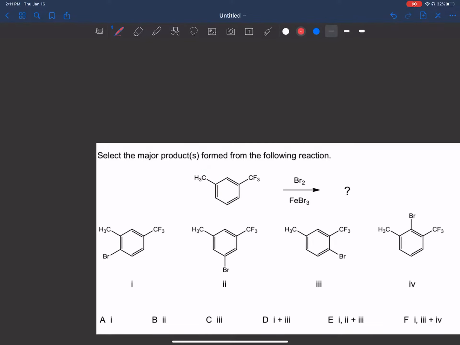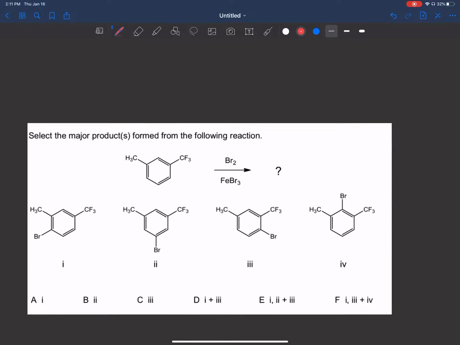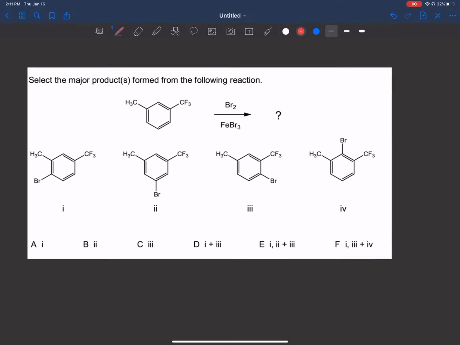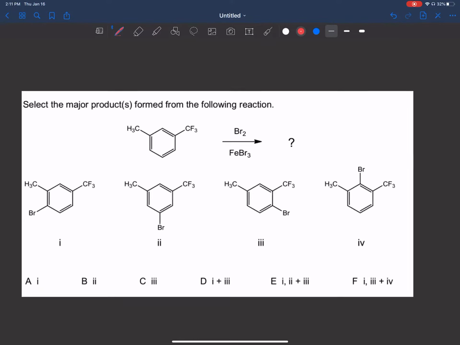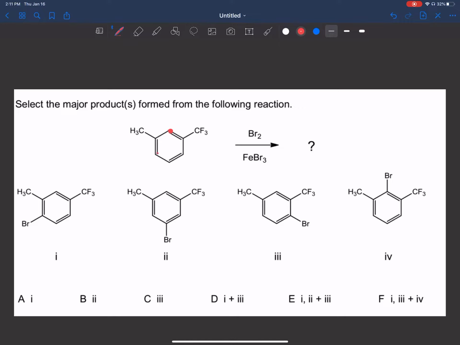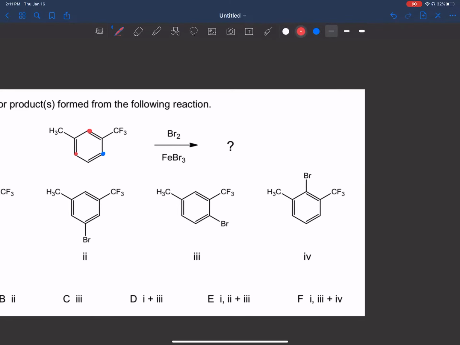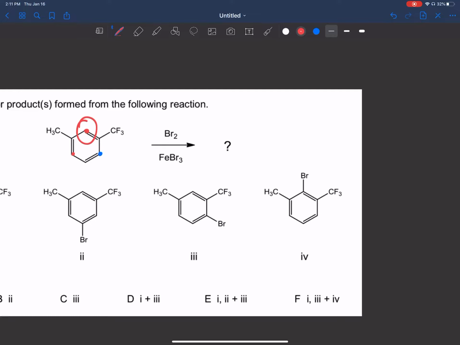So methyls direct ortho and para. Now methyls are small enough that they can direct ortho as the major product. But we need to be careful here. There are two spots that are ortho and one para right there. Let's put the para in a different color. All right. If we put it at that spot at the ortho, we're going to get this product.